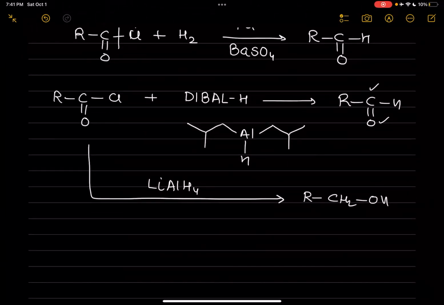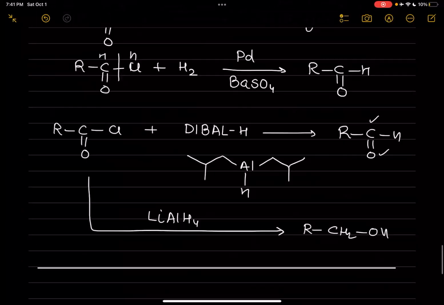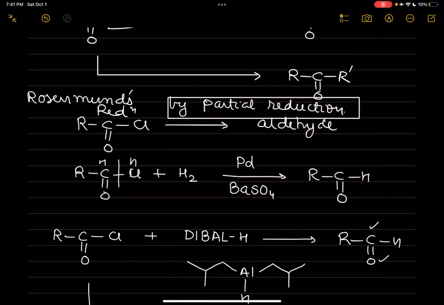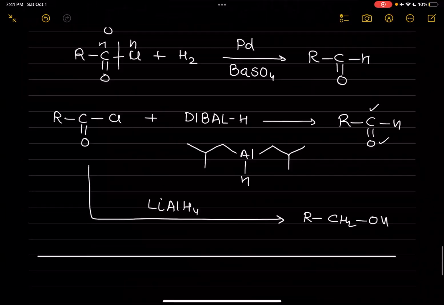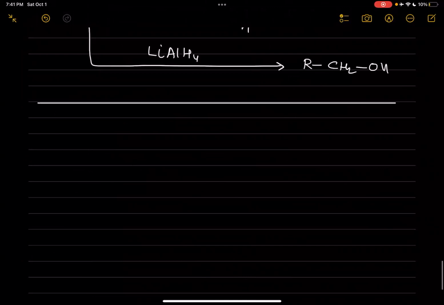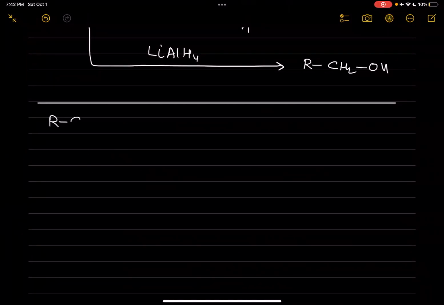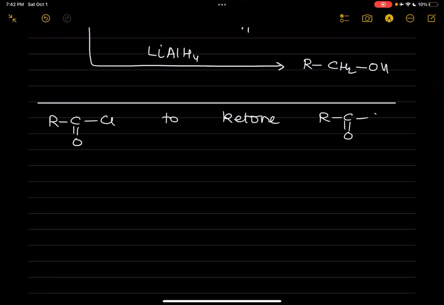And suppose someone asks you, this is very, very important, do remember Rosenmund reduction is very important, that is of top priority. And how are you going to get a ketone from RCOCl? Ketone, let's say you want to make RCOCH3.